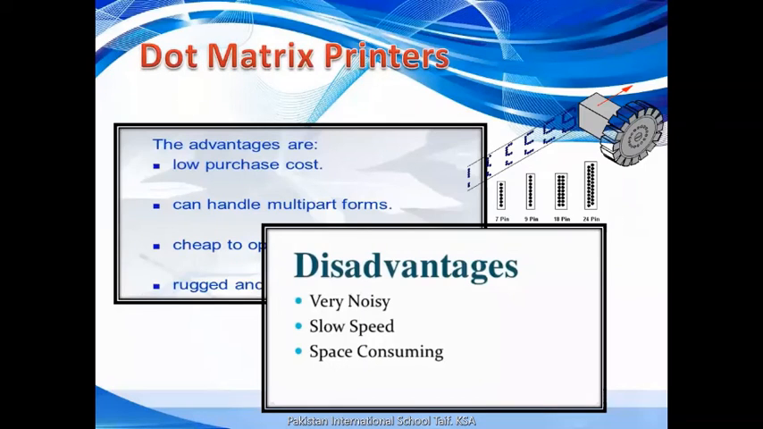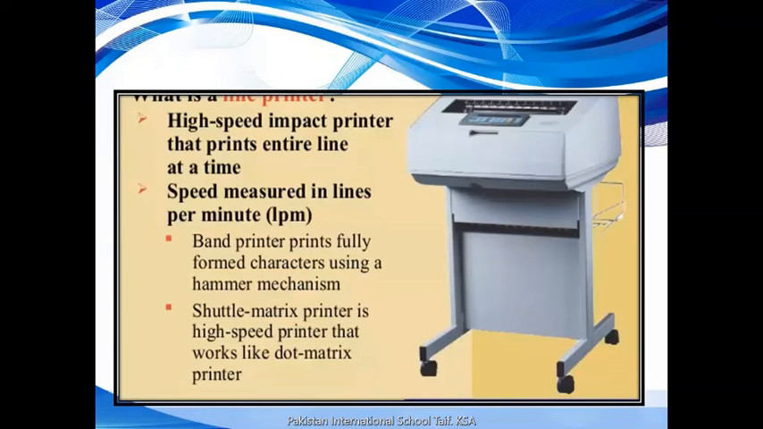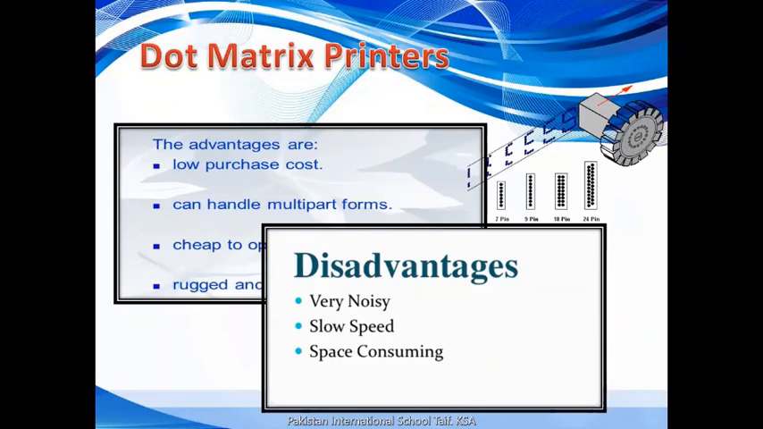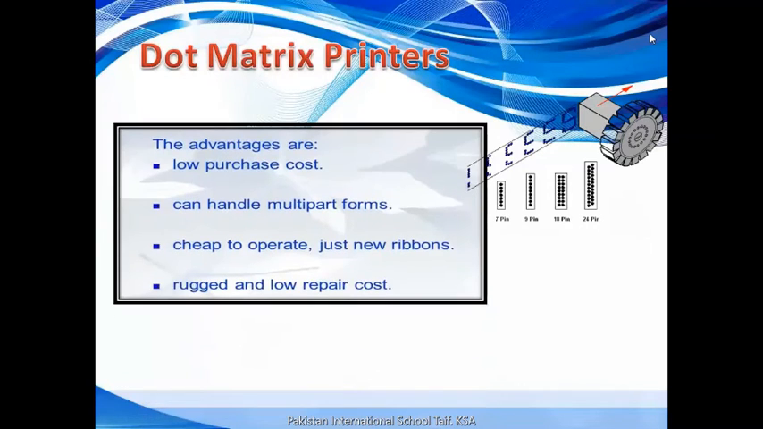The advantages of dot matrix printers are low purchase cost, can handle multi-part forms, and cheap to update, just new ribbons. You can purchase just new ribbons and you can use it again and again. So that's why these are cheaper printers. They are rigid and have low repair cost. The repair cost is low. You can do repairing easily.